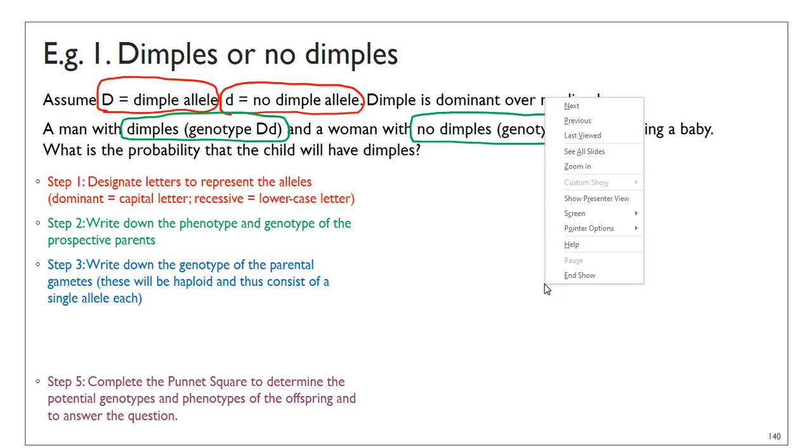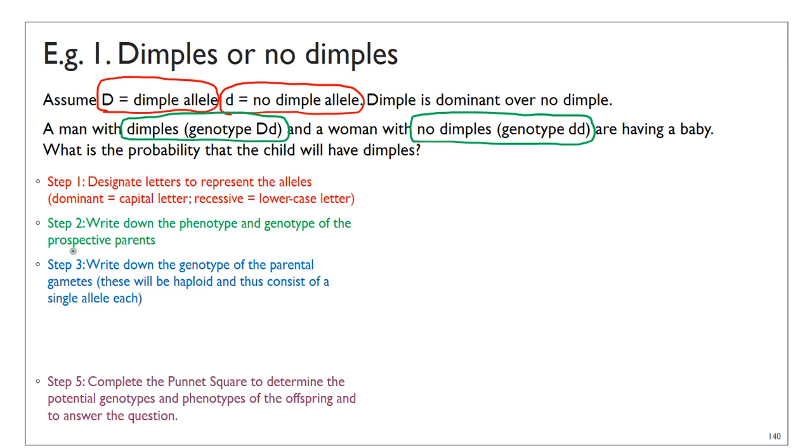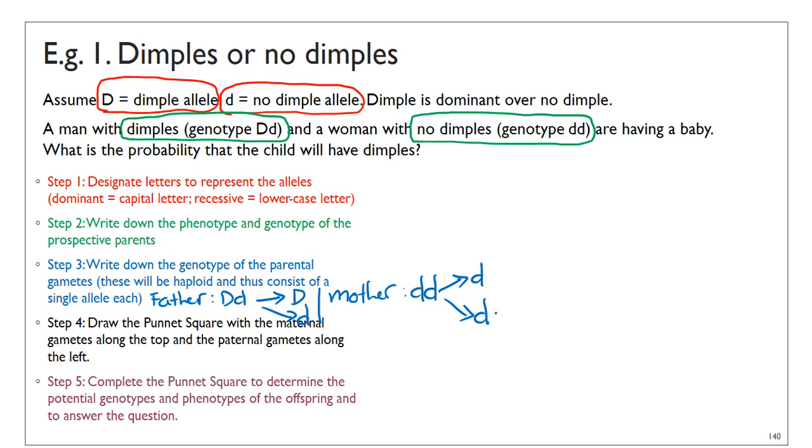Step 3 is to write out the genotype of the parental gametes. So step 3, this is where meiosis comes in. If the father has genotype capital D, lowercase d, it means that there are two possible gamete genotypes that he can give the child, which are capital D and lowercase d. So the father could give either one of these alleles to the child, not both. The mother, because her genotype is just lowercase d, can only give one type of allele to the child. And then from there, we're going to draw our Punnett square.